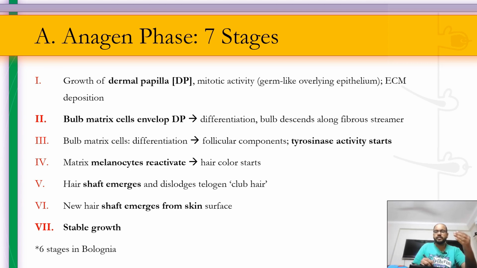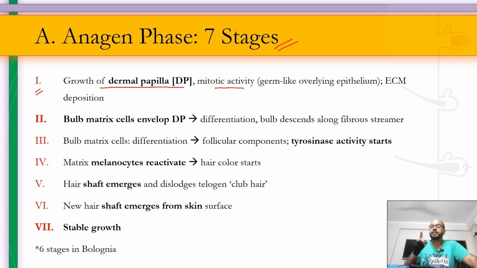The anagen phase has been further characterized into 7 stages. In the first stage, the growth of dermal papilla happens. Now remember what exactly dermal papilla is. Dermal papilla is nothing but a collection of dermal mesenchymal cells. These mesenchymal cells will come together, congregate, and form a collection, and this collection will stimulate the overlying epidermis to form newer hair. So in the first stage, dermal papilla grows.